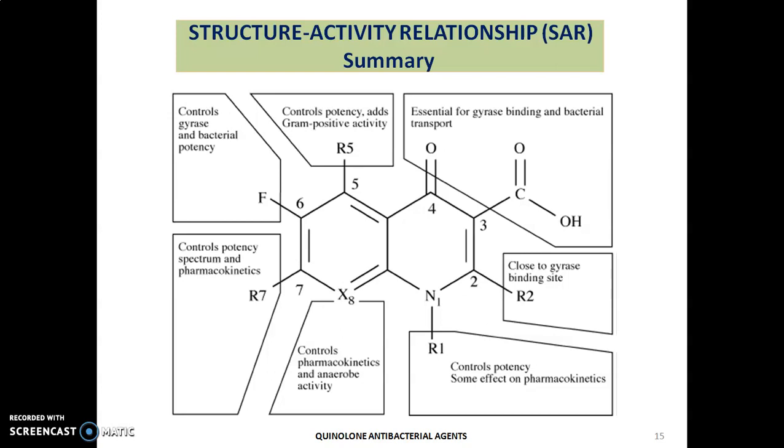To summarize the structure-activity relationship of fluoroquinolone, the N1 substitution is responsible for potency and has some effect on pharmacokinetics, whereas the C3 and C4 are responsible for DNA gyrase binding activity. Substitution at 5th position, it controls the potency and adds towards the activity against gram-positive bacteria. Fluorine atom at 6th position is responsible for cell penetration and gyrase affinity. The substitution at 7th position, it controls the overall spectrum of the drug and also the pharmacokinetics, whereas C8 substitution controls the pharmacokinetics and also increases the activity against anaerobes.